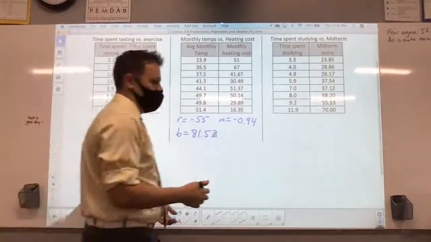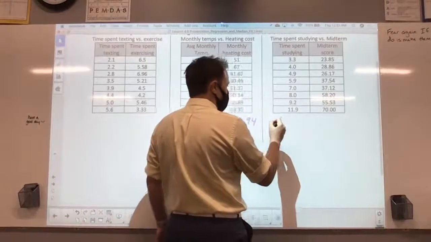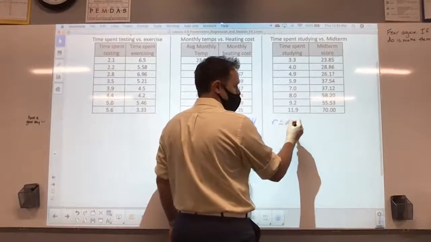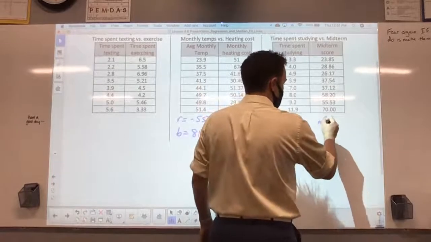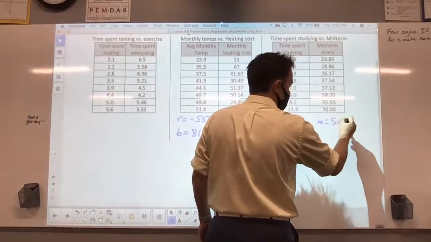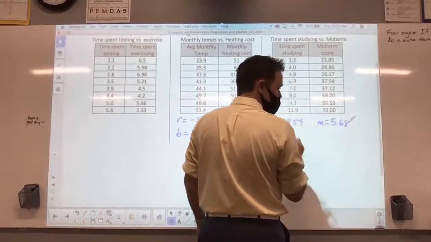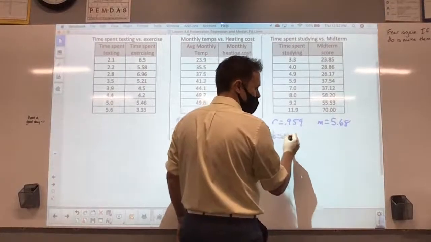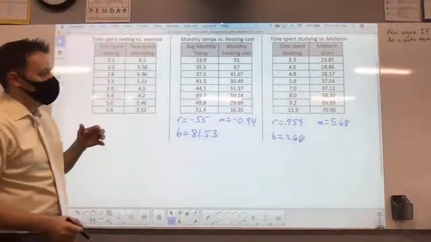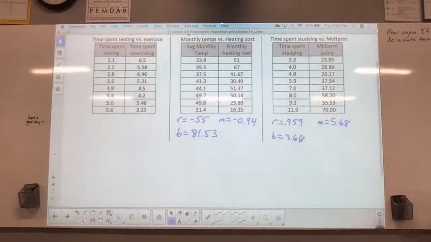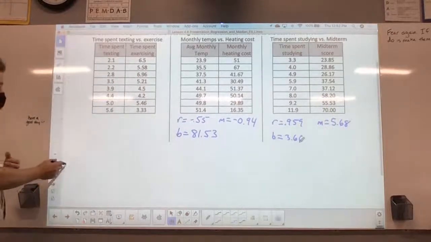I'll give you the last one too. See if your R value is 0.959. Your M is 5.68. And then see if you can get your B value at 3.66. Try it out, write those numbers down, and then go home on Desmos and try it.